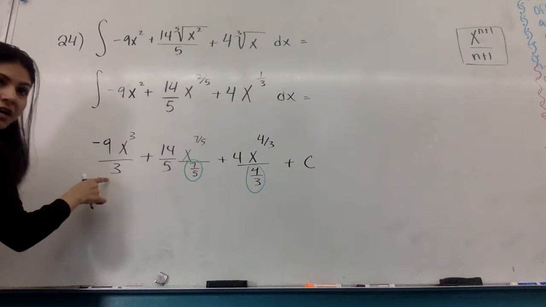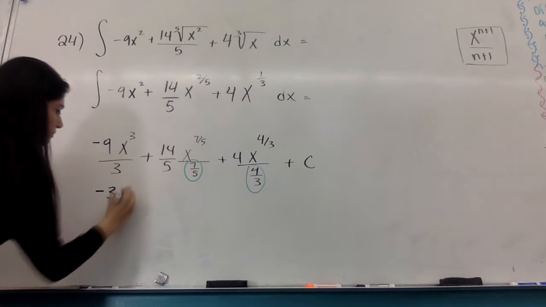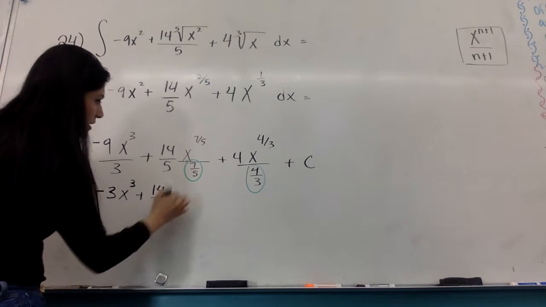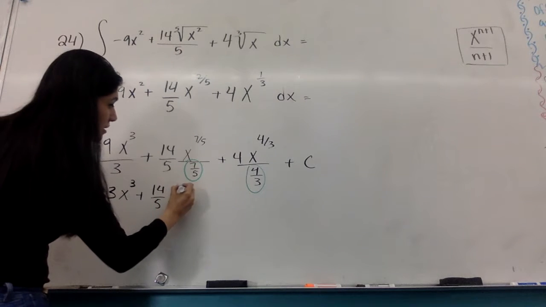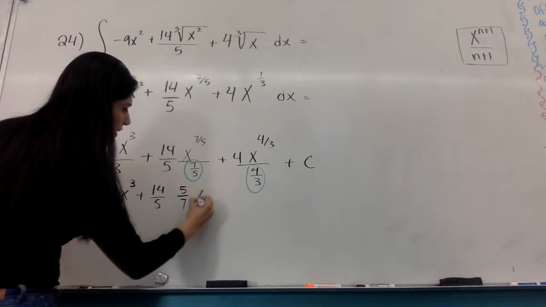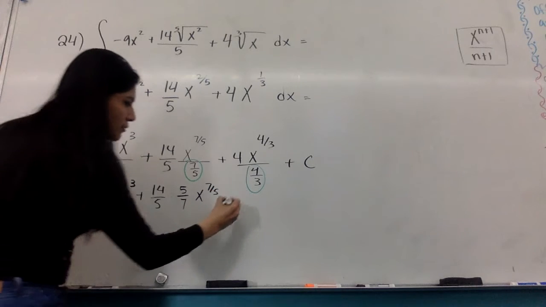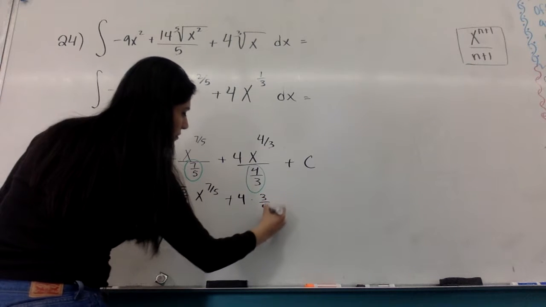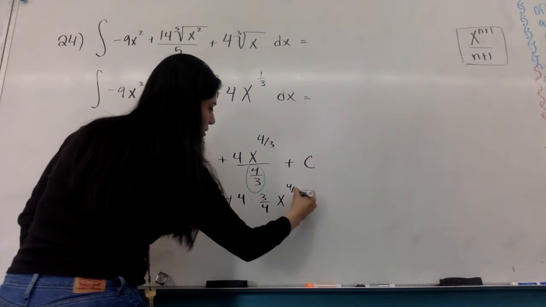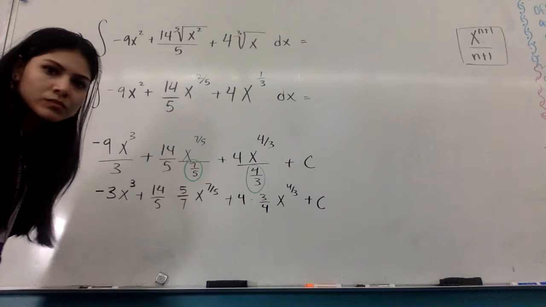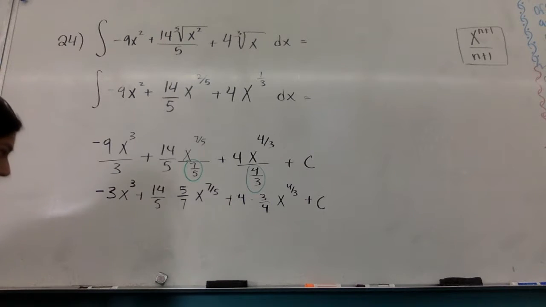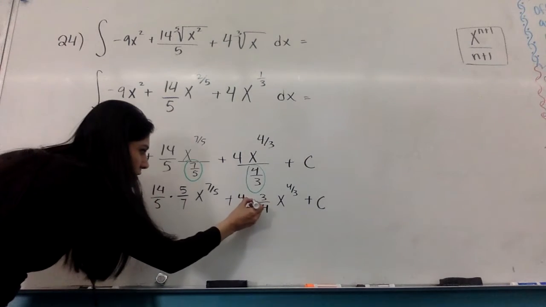Oh, cool. Negative 9 divided by 3, that gives me negative 3, x to the 3rd, plus 14 over 5. I'm going to take this, flip it, times 5 over 7, x to the 7/5, plus, take this, flip it, so it's going to be 4 times 3 over 4, x to the 4/3, plus c. Good, so check the work there. All I did is I flipped and multiplied. Well, I'm about to multiply actually. All I did is I flipped the fractions, and I have a little multiplication somewhere right here.